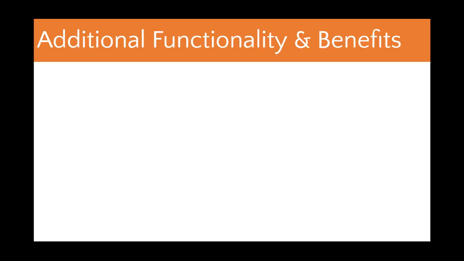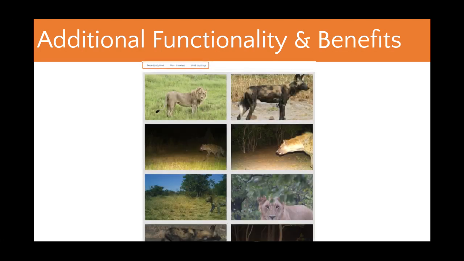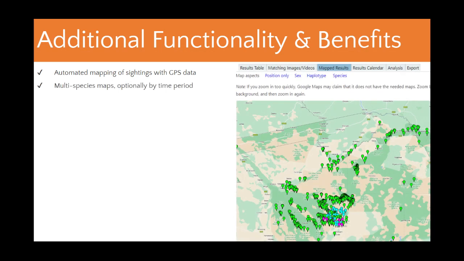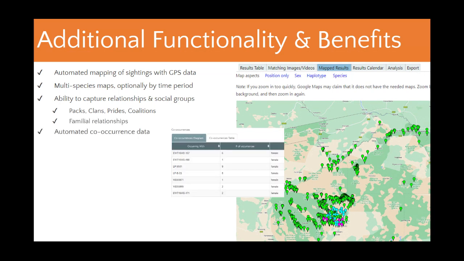But back to practicalities. Obviously, there's lots of additional functionality in ACW, but I'm just going to list a few here. Lots of features related to review of images, which is nice. Also, GPS data is automatically mapped. Multi-species maps are also possible. You can track relationships and social groups. Co-occurrence data is captured automatically. Your data is secured so that only those authorized by you have access to your data. It is securely stored on Azure. Your data is exportable. There are data integrity tools to help keep your data clean.